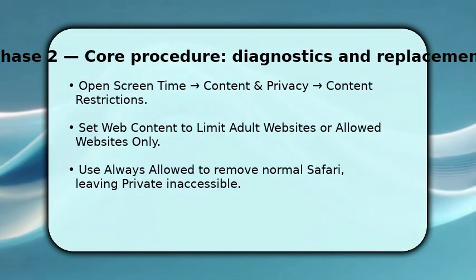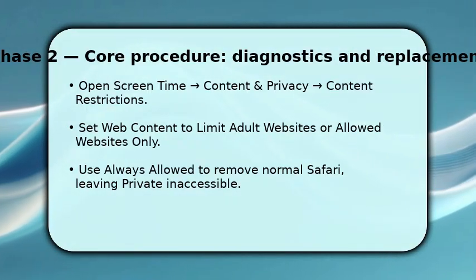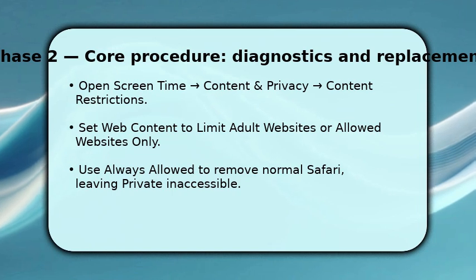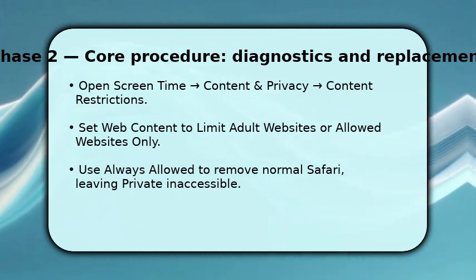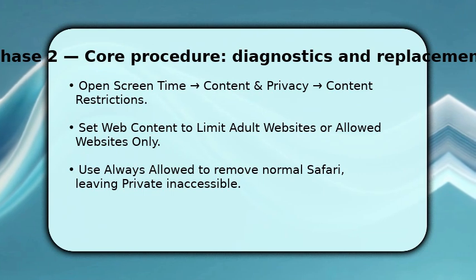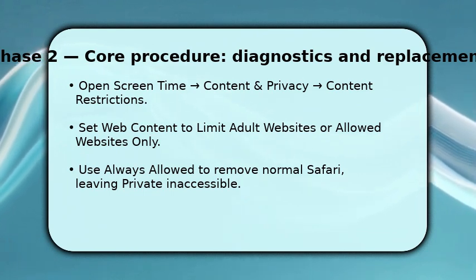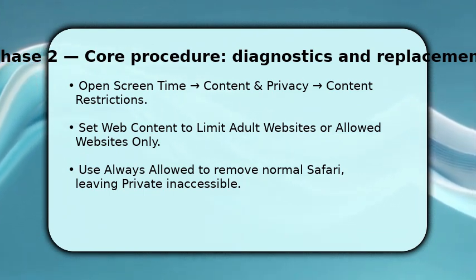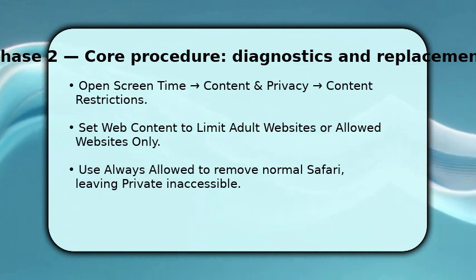You now configure Screen Time to restrict Safari's private browsing. First, enable Content and Privacy Restrictions and set a Screen Time passcode. This is separate from your device passcode. Then choose Content Restrictions, then Web Content, and pick Limit Adult Websites or Allowed Websites Only to control access.